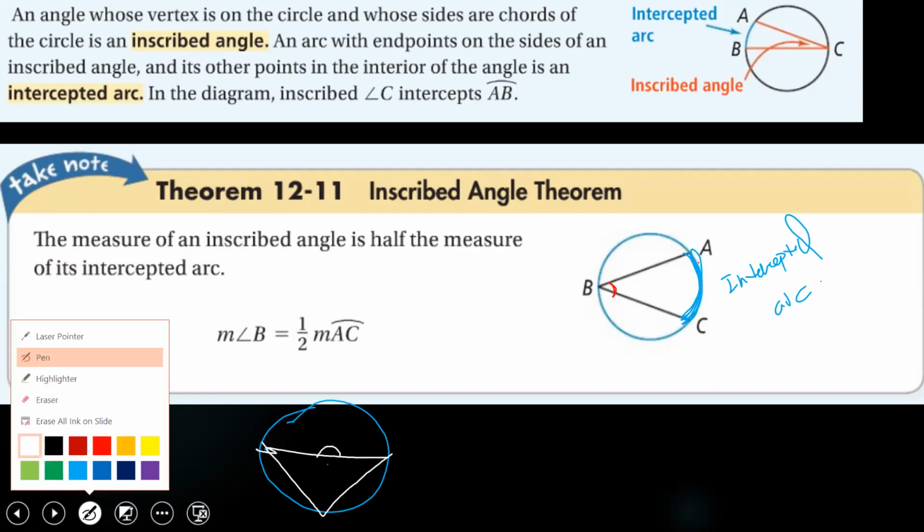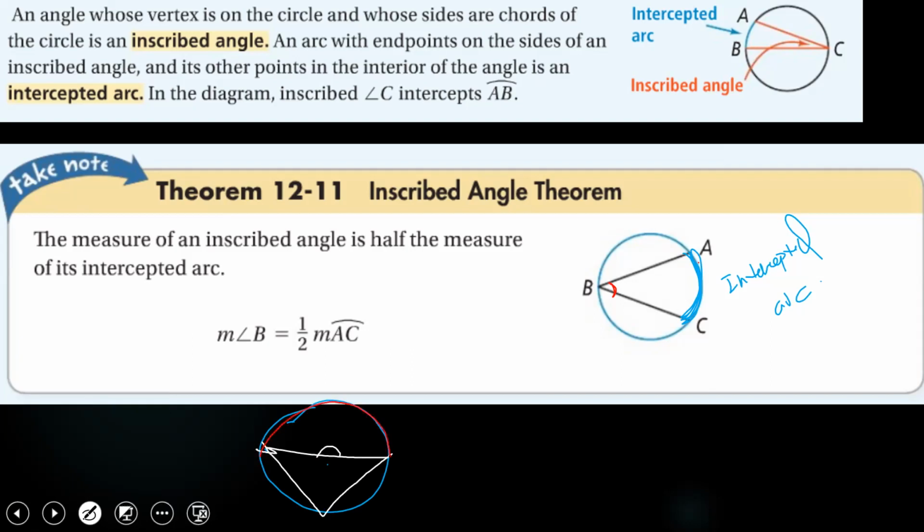now look at the semicircle here. What is the measure of the semicircle? 180. Since it's 180, the central angle will be 180, because the central angle has the same measure as the intercepted arc. And the angle that is on the circumference of a circle and connects the end points of this arc will be half the measure of the arc. So that means this angle here is 90.